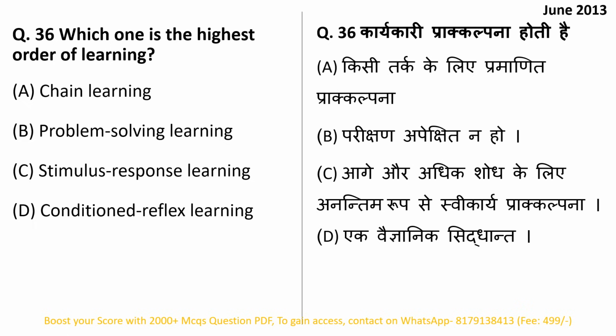Which of the following is the highest order of learning? Chain learning, problem solving learning, stimulus response learning, or condition reflex learning? Right answer is option D, condition reflex learning. See, it means like a human or any subject associates a previously unrelated neutral stimulus with a different stimulus. Okay, that gives some kind of reaction. That is condition reflex learning.